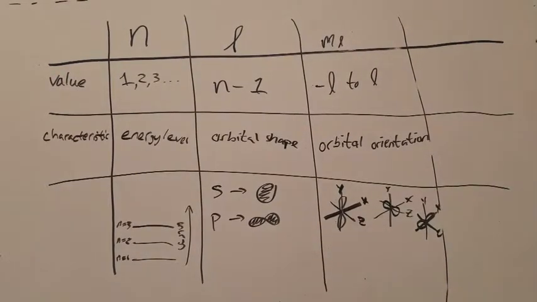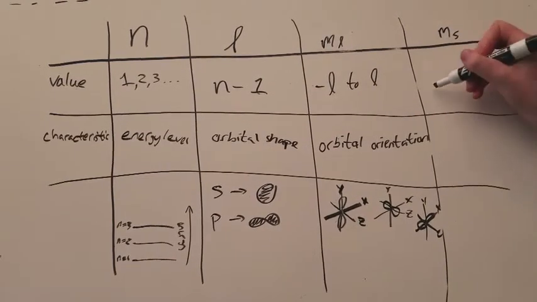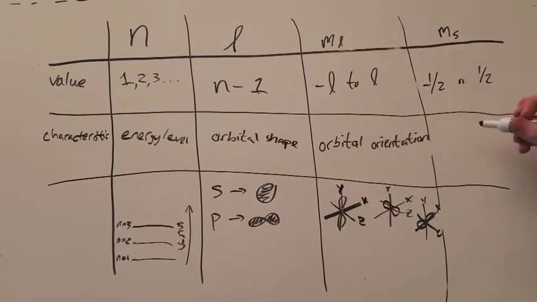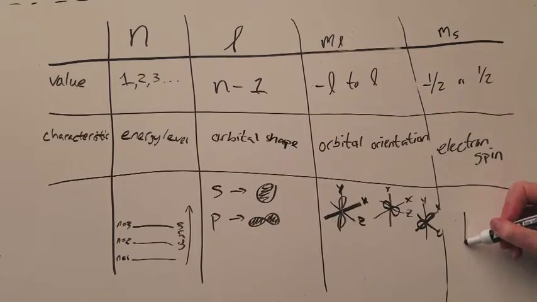The final quantum number is ms, the spin quantum number. This quantum number has only 2 possible values, positive 1/2 and negative 1/2. These values indicate the spin of the electron. If the spin quantum number is equal to negative 1/2, the electron has a downward spin, and if the spin quantum number is equal to positive 1/2, the electron has an upward spin. The 2 electrons occupying an orbital must have opposite spins, as stated by Hund's rule.